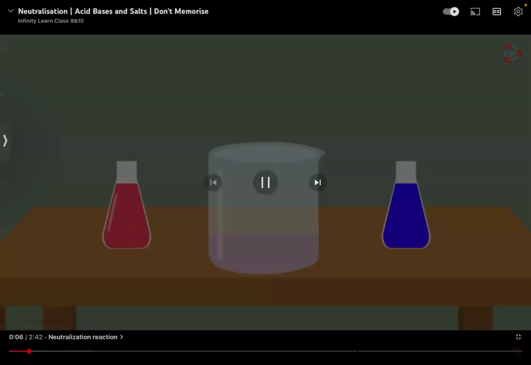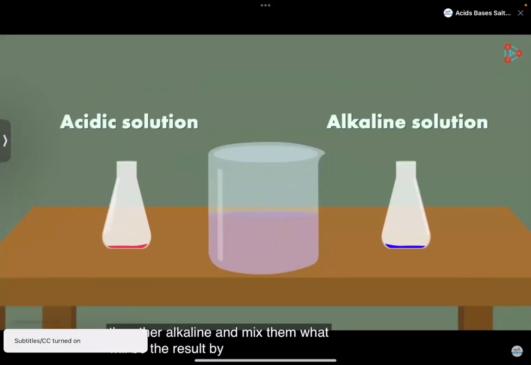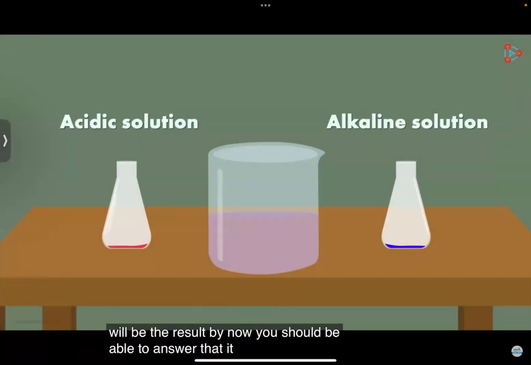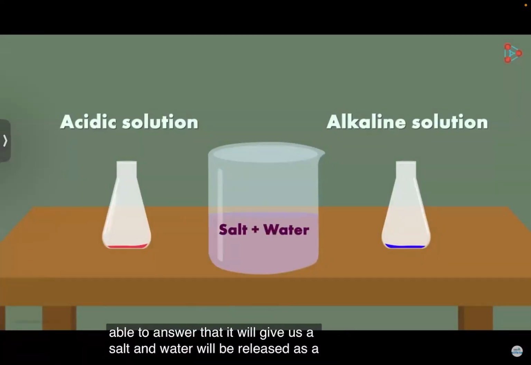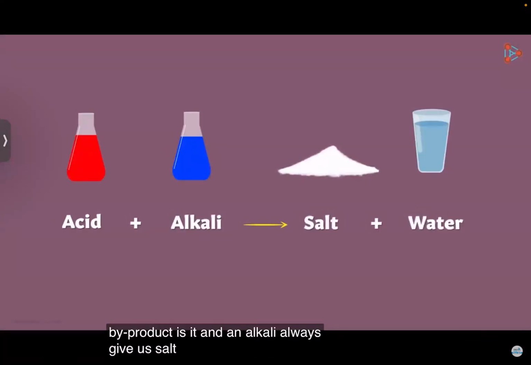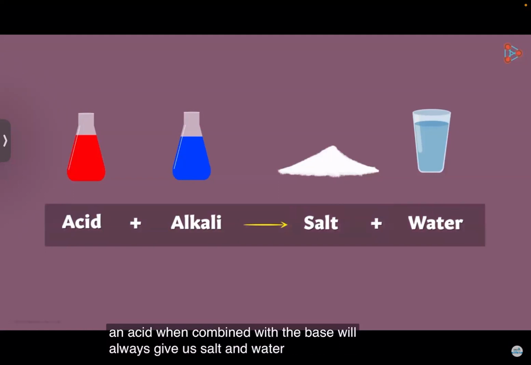If we take two solutions, one acidic and the other alkaline, and mix them, what will be the result? By now, you should be able to answer that it will give us a salt, and water will be released as a byproduct. Now, does this happen every time? I mean, will an acid and an alkali always give us salt and water? Yes, it will always be like this. An acid, when combined with a base, will always give us salt and water.